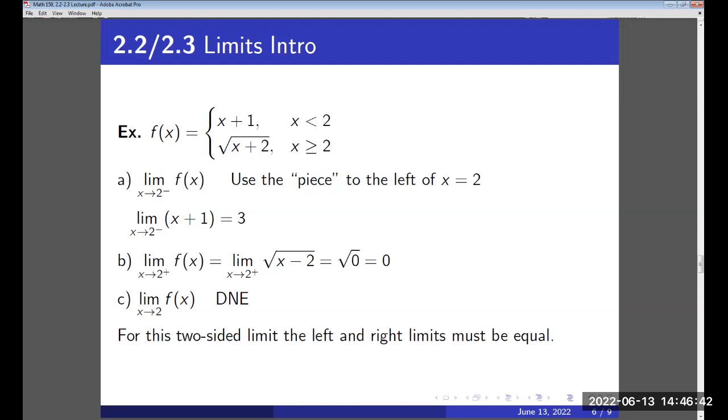So that's a DNE. For this two-sided limit, the left and right limits must be equal. If these numbers were the same, then we'd have an answer here, and it would be that number again, but they're not. So there you go.